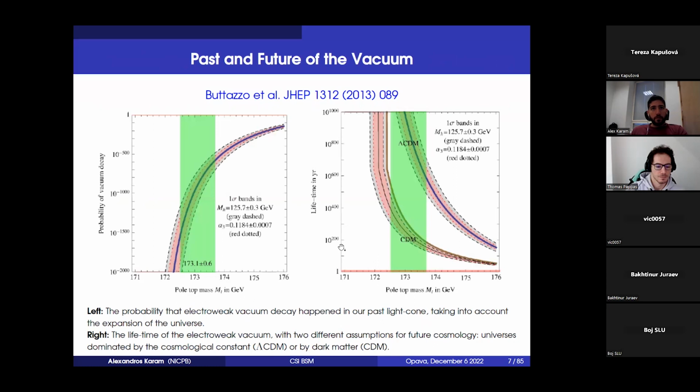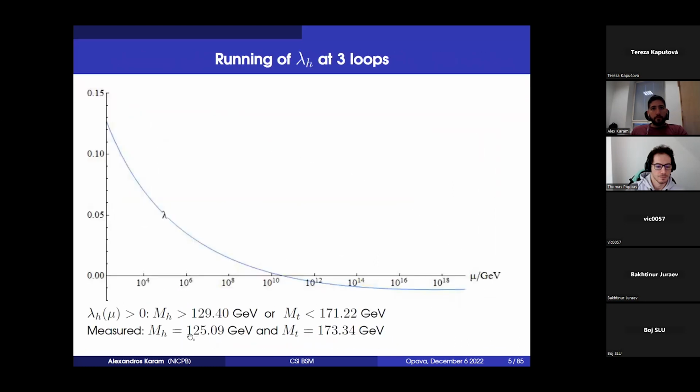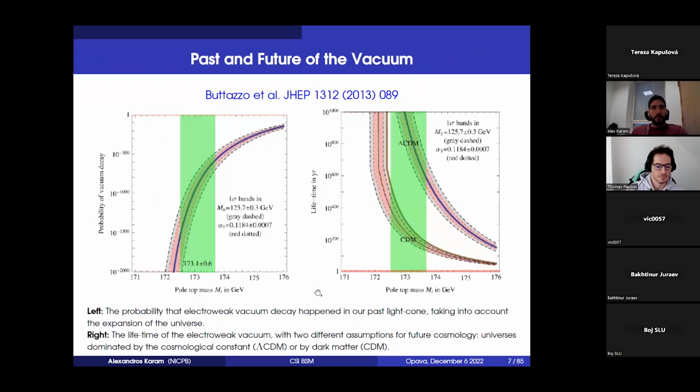However, because these values for the Higgs mass and the top quark mass are very close to the values for which we would have absolute stability, we have determined that we live in a metastable universe, because the probability of vacuum decay is really small throughout the age of the universe. So from the Big Bang to today, the probability that vacuum decay has happened is really small. It's around 10 to the minus 1000. And we also do not expect it to happen for many years in the future, for the lambda CDM model, for 10 to the 800 years in the future.